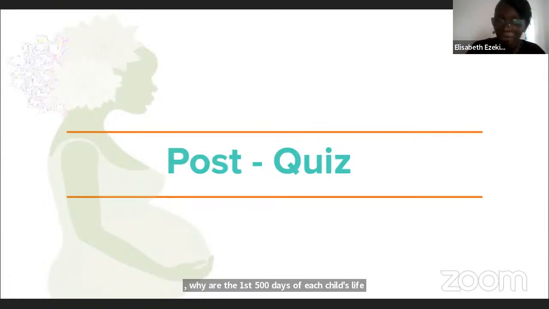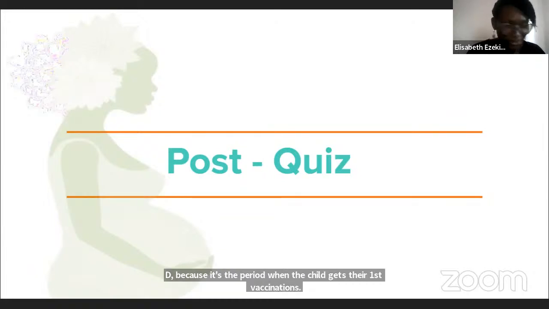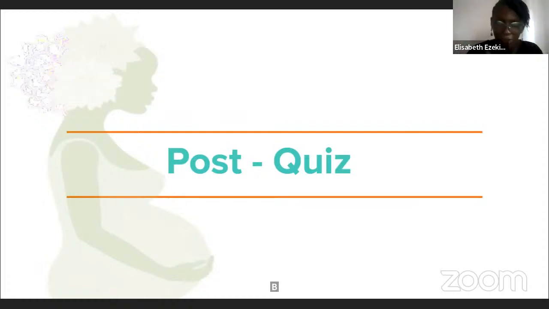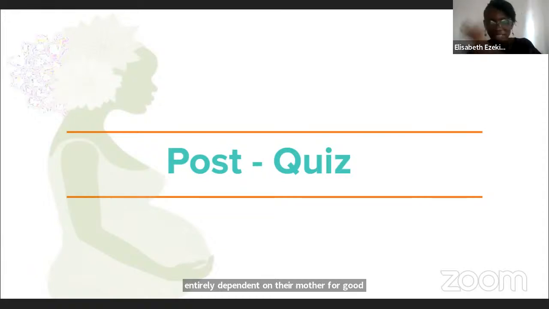vulnerable period? A, because it's the time when the child learns to walk and talk. B, because during this period, a baby is entirely dependent on their mother for good nutrition, and it sets the foundation for their future health. C, because the child starts school during this time. And D, because it's the period when the child gets their first vaccinations. What's the correct answer, Mary? B. B, during this period, a baby is entirely dependent on their mother for good nutrition, and it sets the foundation for their future health, bone development, all of that.